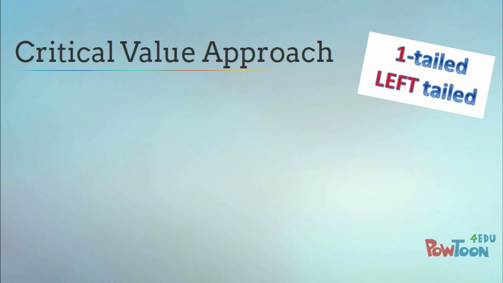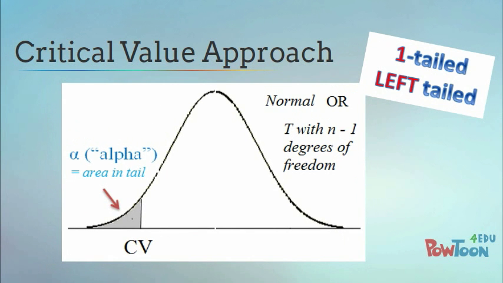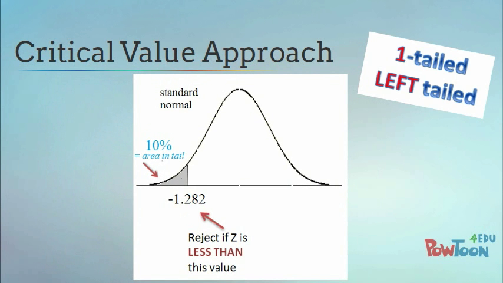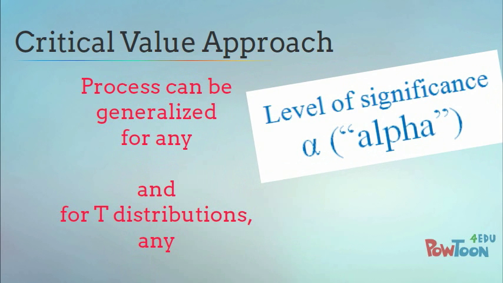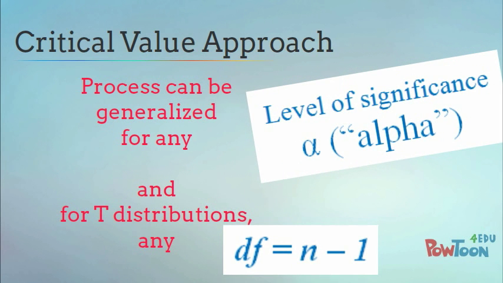For a one-tailed left-tailed test, we use the critical value that cuts off alpha percent of the probability to the left. For example, using a normal and a 10% level of significance, the critical value would be negative 1.282. If we had a t-distribution with 24 degrees of freedom, 10% of the probability is to the left of minus 1.318. For this left-tailed test, we reject if the test statistic is less than these critical values. This process can be generalized to any level of significance, and for a t-distribution, any degrees of freedom.